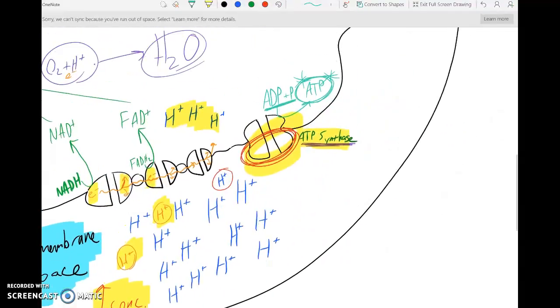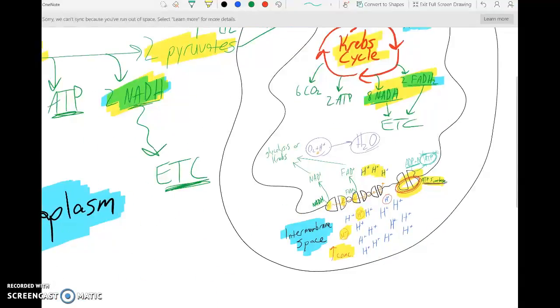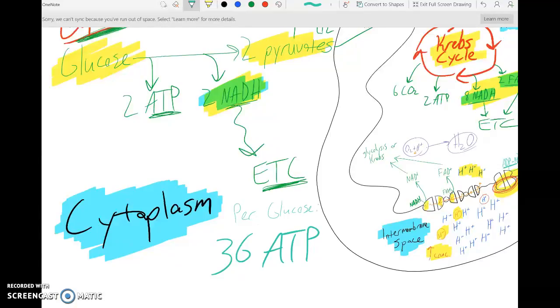Now, for each glucose molecule, let's go right here and look at our totals. Per glucose, we get 36 ATP. That's in one round of cellular respiration with one glucose going through start to finish.